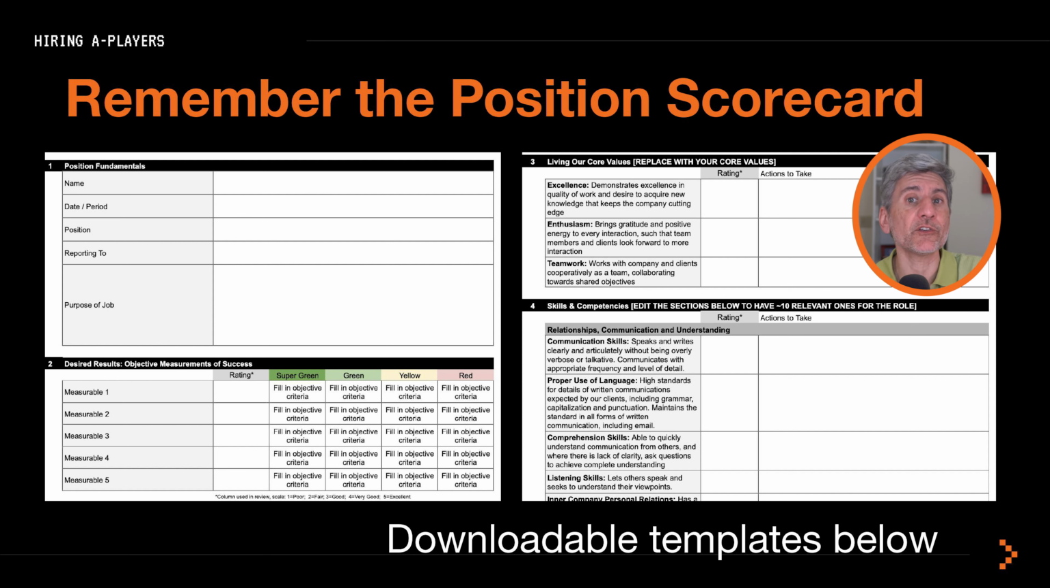Maybe they don't really understand the role, right? You should have talked about this position scorecard during the interview process, obviously, because this is what success looks like. But do they really understand it? Are they having challenges? Where are they having challenges? It's your early warning system. So this is definitely something to remember in this 30, 60, 90.